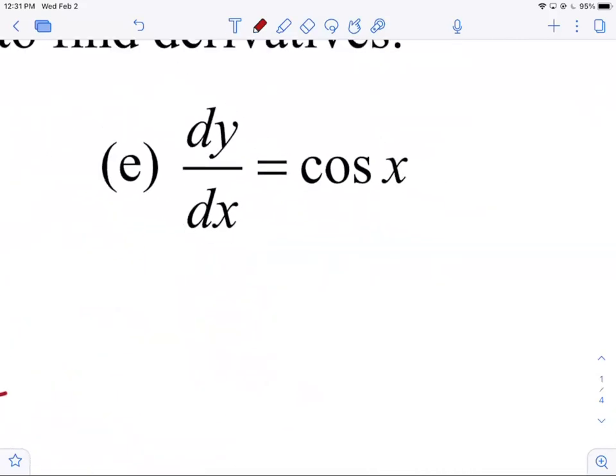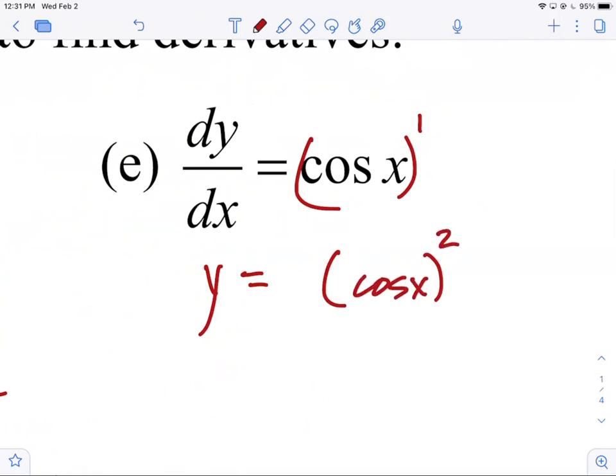Let's try this one. dy dx equals cosine of x. Well, what does the left side become in Leibniz notation? It's just y. And now this is cosine to the first, right? So this must be cosine of x to the second times 1/2. Boom, I'm done. Plus c. Thank you very much. I was just born this way. I can't help it. Oh, is that right? No, because cosine of x is not in the form ax to the n.